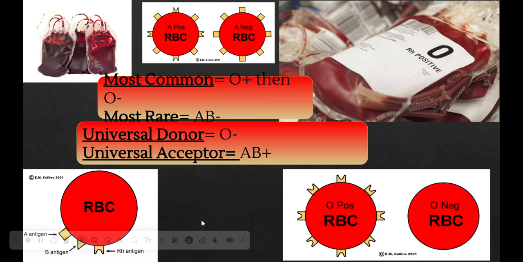Okay, so the most common blood type out there in our population is O positive, then O negative. The most rare is AB negative. The universal donor, you can give blood to anybody, is O negative. And the universal acceptor, you can accept blood from anybody, is AB positive. But it's very tricky. You have to make sure that you're getting the right blood. As you can see, you don't want to have your blood clump, and that's no good.